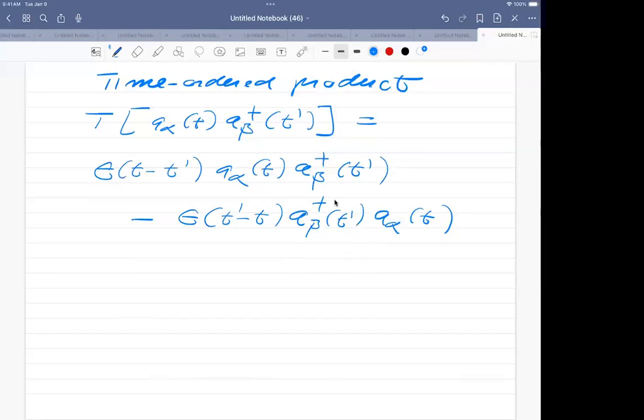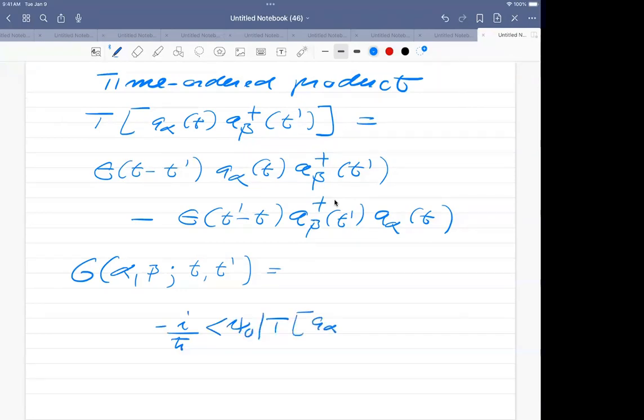So what we are going to do next is define this Green's function of alpha and beta before we perform the Fourier transformation to energy. This will depend on these quantities. And this is going to be defined now as minus i divided by h bar, and then I have my psi 0, and then I have this time ordered product of a alpha of t and a dagger beta of t prime, like that.